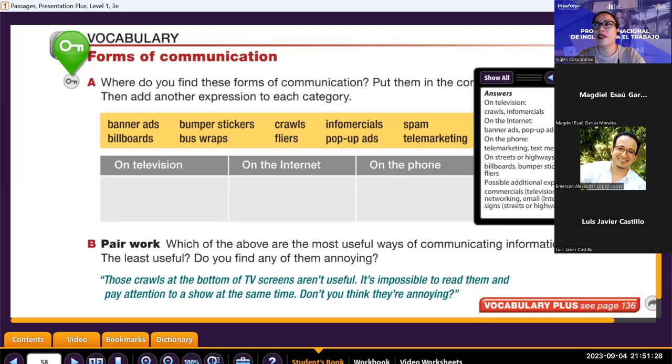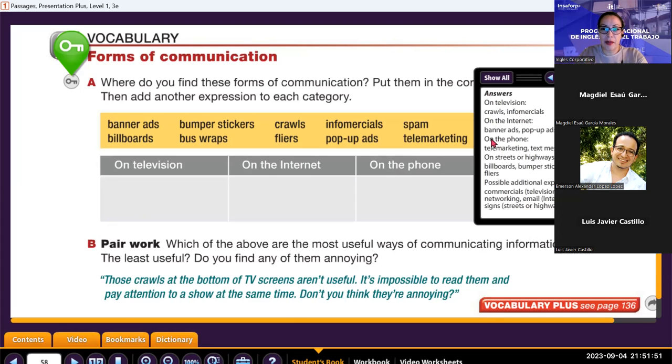And crawls are also known as, también son conocidos como motores de búsqueda. Entonces, yeah, puede que esté bien si lo pusieran también on the internet, but on TV. Aquí lo tenemos como on television, crawls, information.